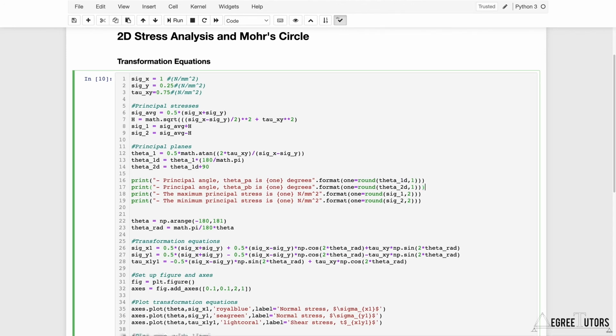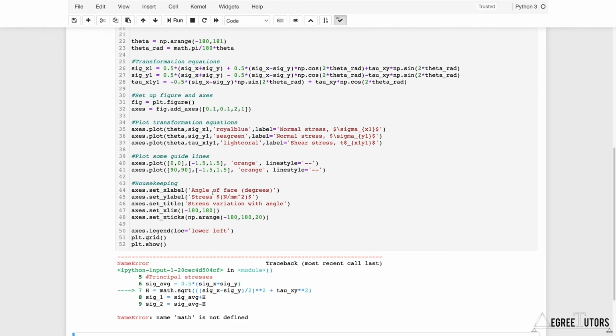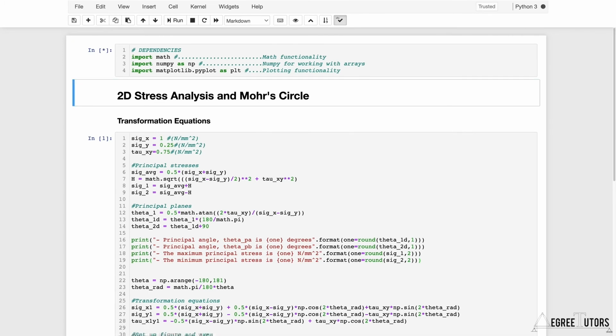All right, and then I will do the exact same thing for the second principal angle, just change it to theta 2d, and then we're going to say the maximum principal stress is sigma 1 and the minimum principal stress is sigma 2. Let us run that. So shift enter, see what we get. Of course we have an issue. Math isn't defined, and that's because I haven't run this from the top yet.